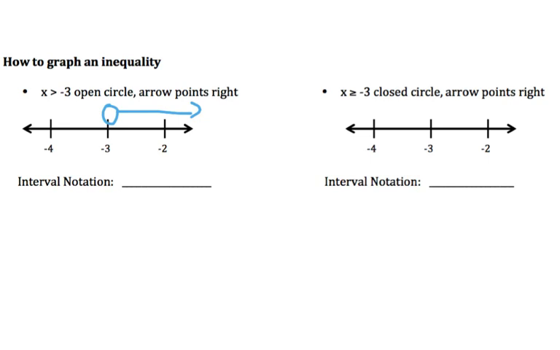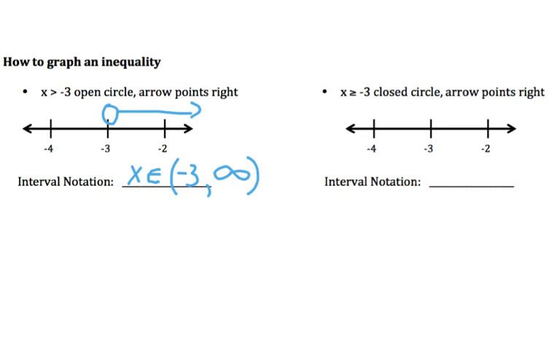Alright, so interval notation, we have x is an element from, and our smallest value is going to be -3, but it's not equal to -3, it's greater than that, so parenthesis, comma, and our greatest value is always infinity. Because x is greater than -3, it doesn't stop somewhere, it keeps going forever. So we say infinity.